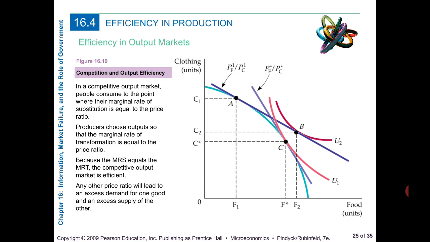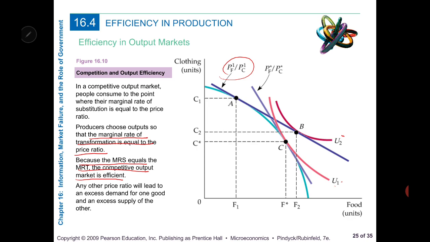On the graph, this is the PPF, and then you have U1 and U2. Because MRS equals MRT, the competitive output market is efficient. So you need to find the MRT, which equals the price ratio. It's not that the MRT changes, but the price will change. The price will adjust.